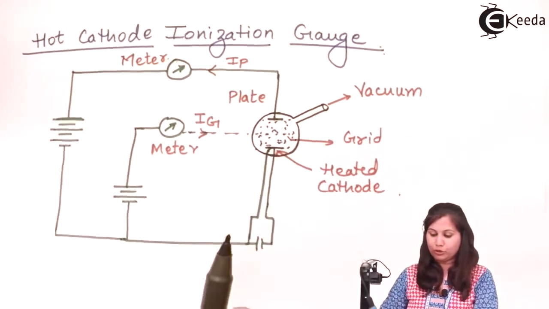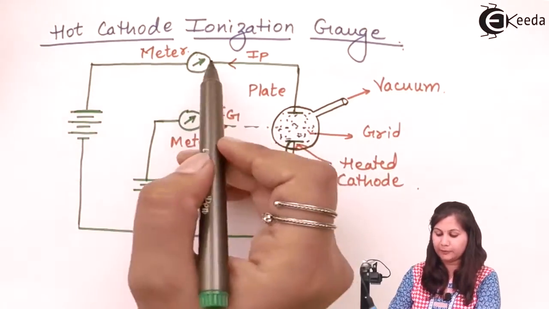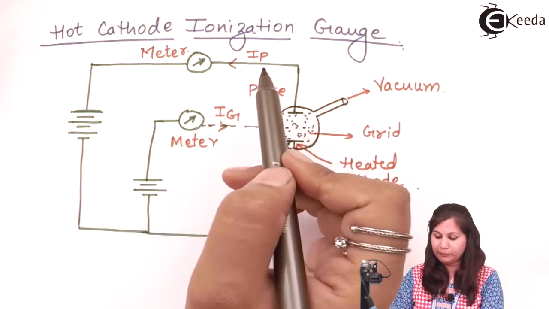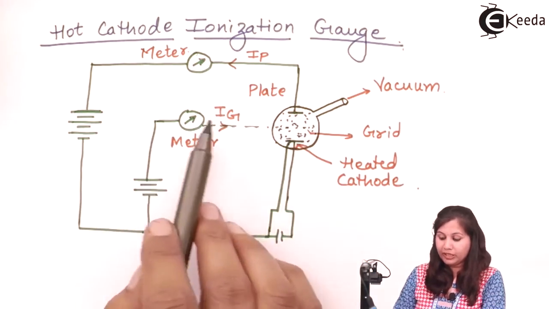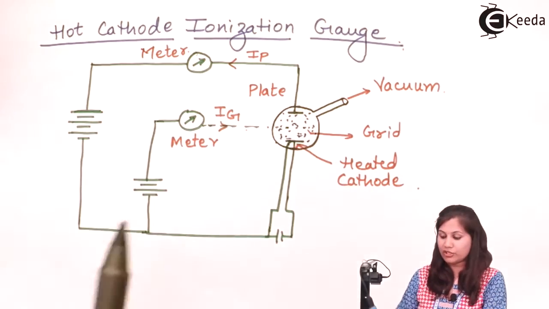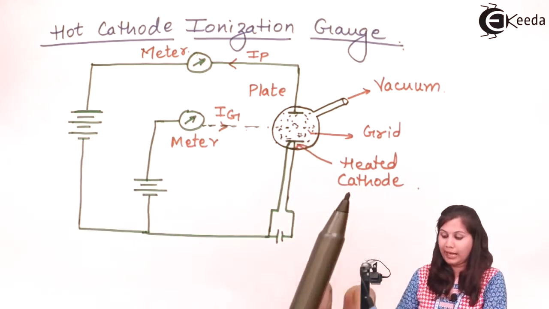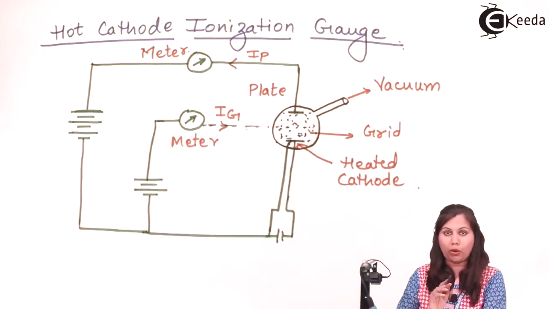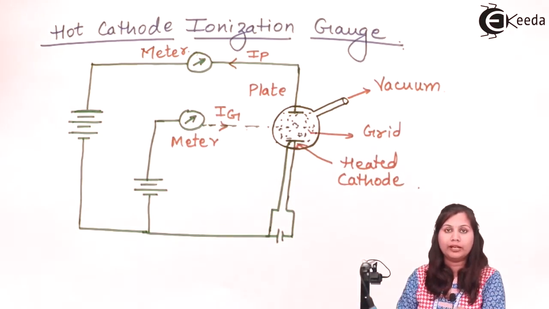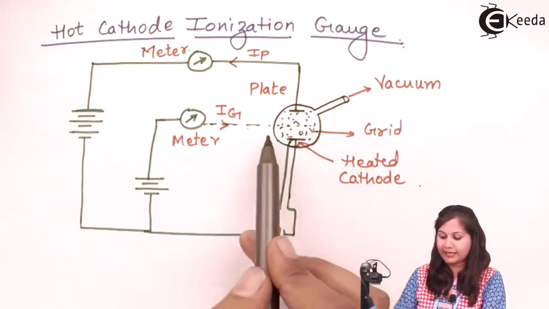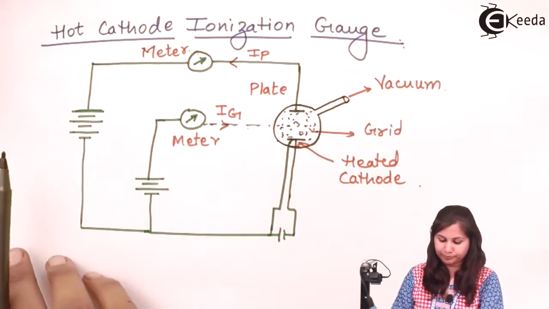So we will have 2 meters. One meter measures the plate current, and the other measures the grid current. Now the grid current is due to the electrons generated by the cathode, and the plate current is due to the positive ions generated by the ionization of the gas molecules. Our main purpose is to measure this plate current, because that will be proportional to the pressure of the gas inside this box.